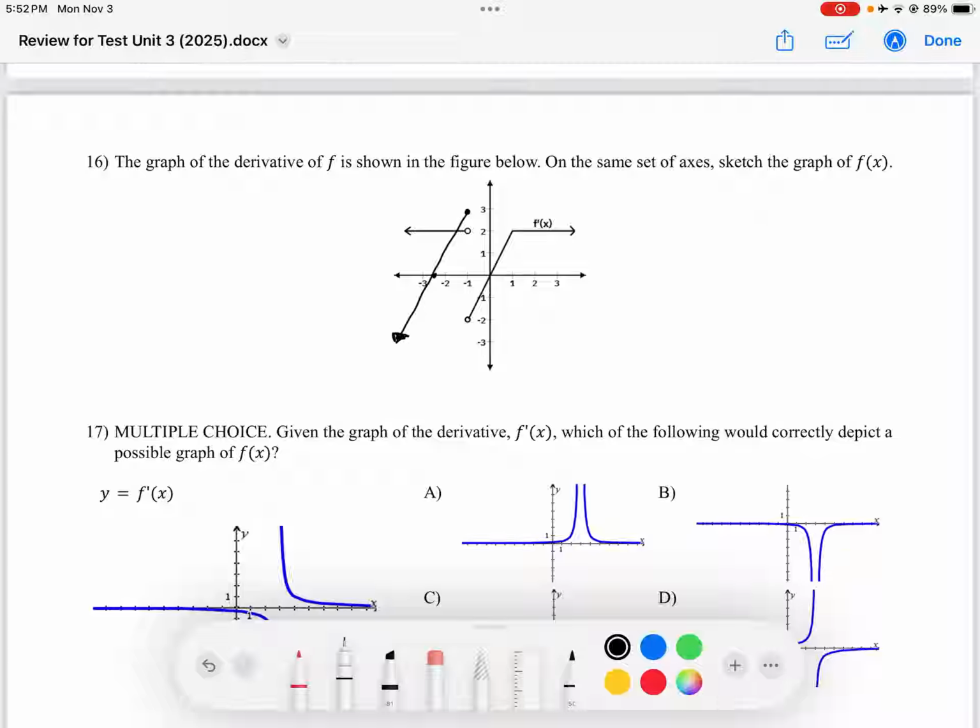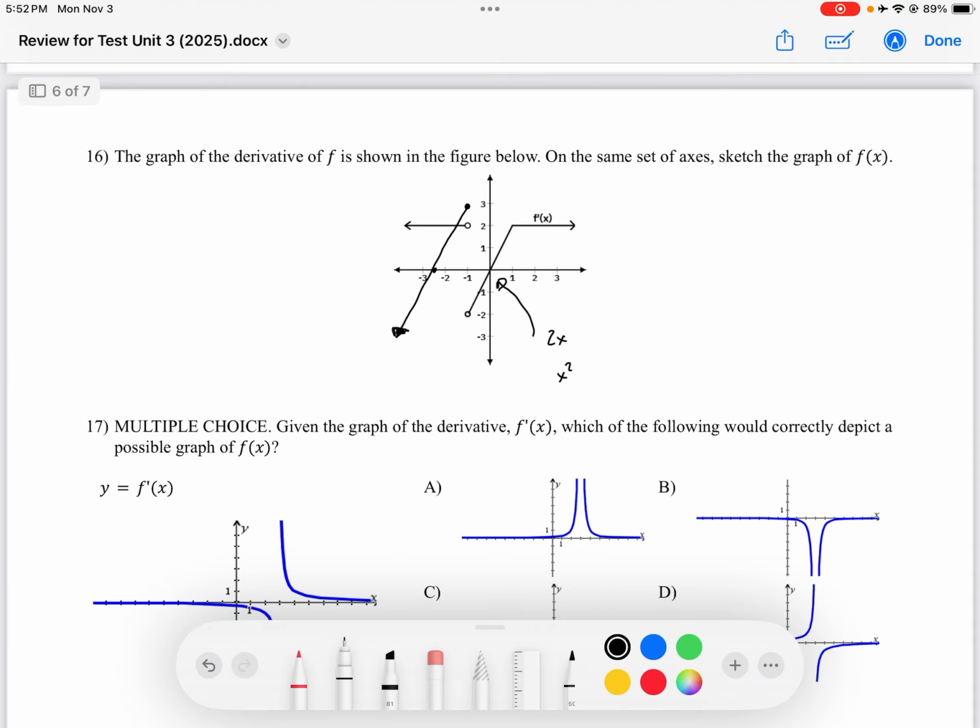Now here, it looks like we have a bit of a quadratic situation because this line looks like, well, it is the equation of 2x. So therefore, the antiderivative, we would call it, or the original function, should be x squared. Now, it could be x squared plus something, or it could just be x squared.